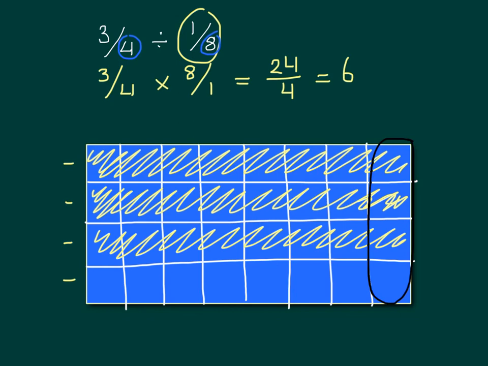So let's just get rid of the black for now. Can't get rid of it. Okay. So let's see how many sections of 4 we can fit into our yellow region. So let's change the color to maybe a red, and let's see how many 4s we can group together. We have 1 here, 2 here, 3 here, 4, 5, and 6. So we can see again that 3/4 divided by 1/8 equals 6. There are 6 sections of 1/8 in 3/4.